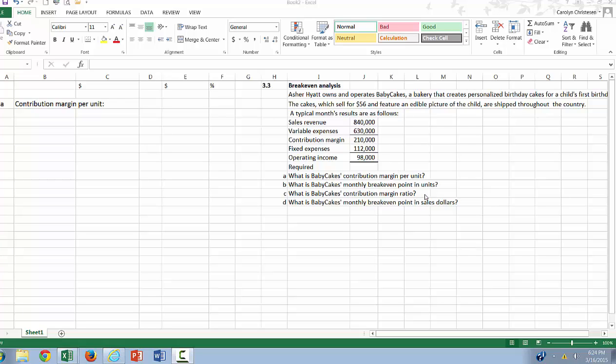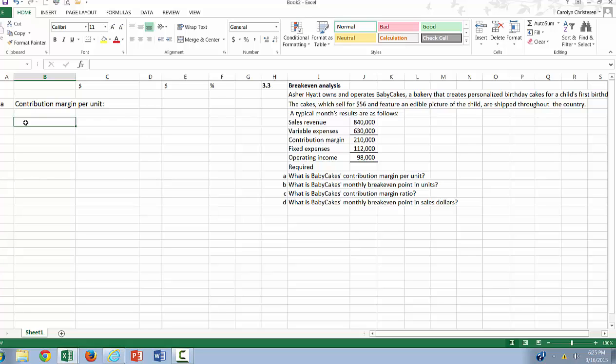Here you'll see the exercise replicated for us, and we're looking at Babycakes Company, which is a bakery that creates personalized birthday cakes. The cakes sell for $56, and here we have a contribution margin income statement for a typical month. Okay, the first question they're asking us is, what is their contribution margin per unit?